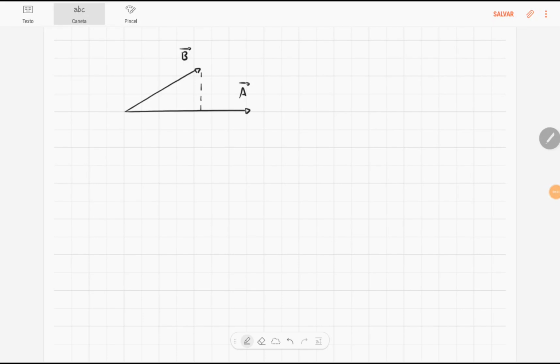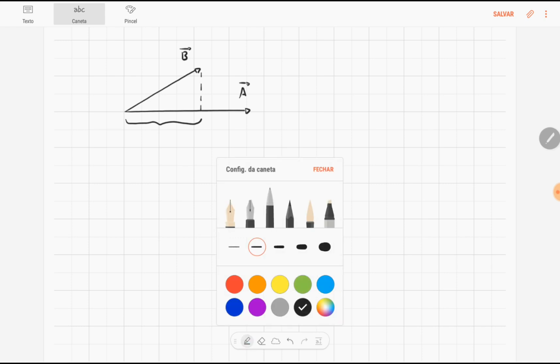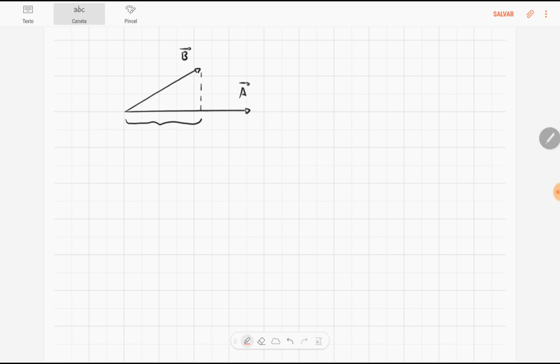Let A and B be two vectors, and I represented vector A horizontally, however it's not necessary. We know that this piece is the scalar projection of vector B onto vector A. Now let's consider a vector that is parallel to vector A and has magnitude equal to the scalar projection.